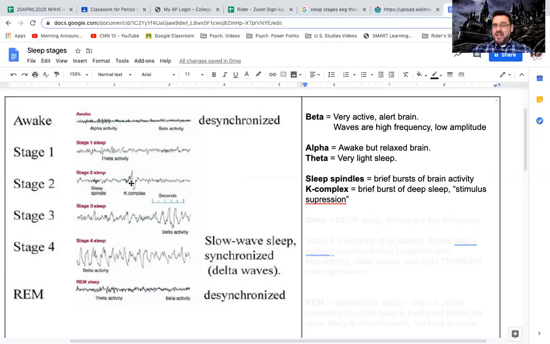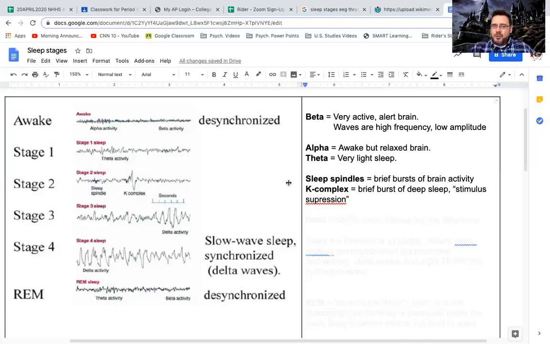But that's not all of stage 2, because look over here. Look at this little burst. We've got low amplitude and high frequency waves right here. Look how dark those lines get. This is called a sleep spindle. So stage 2 has brain waves that are combined. Sleep spindles with K complexes. Sleep spindles, as you can see over here in our notes, are little brief bursts of brain activity. And the K complex is a little quick burst of deep sleep.